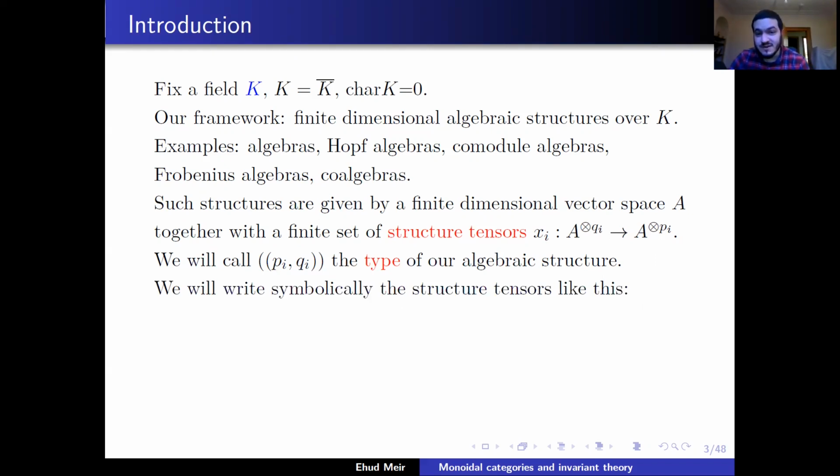We will write symbolically the structure tensors like this. So M, for example, is multiplication. It goes from A tensor A to A, so it has 2 legs and 1 output string. While delta goes from A to A tensor A. This can be co-multiplication in a Frobenius algebra or Hopf algebra. It has 1 leg and 2 output strings.